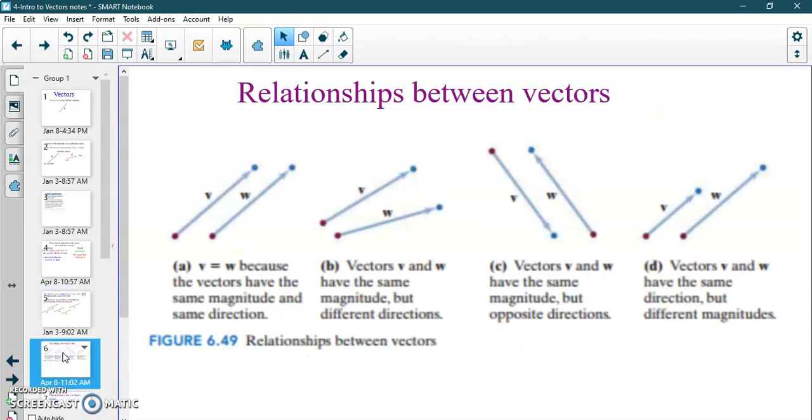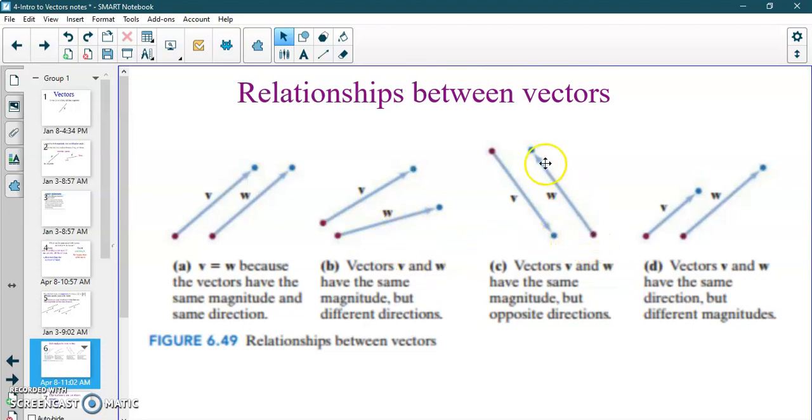A couple other relationships that we have between vectors here. Now we can't always assume certain size or direction when we see images, but in these cases we can. We see these two look like they're parallel and the same length, and they are in fact equal. We should have the little vector symbol above our variables v and w. So vector v would equal vector w in this case because they both have the same magnitude and direction. In this case, they look like they're the same size or magnitude, but clearly a different direction.